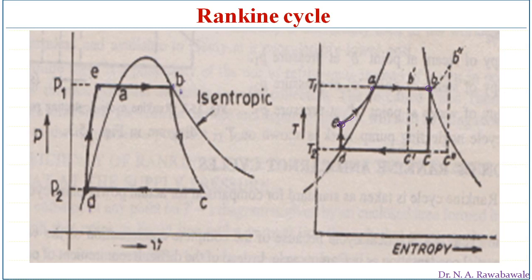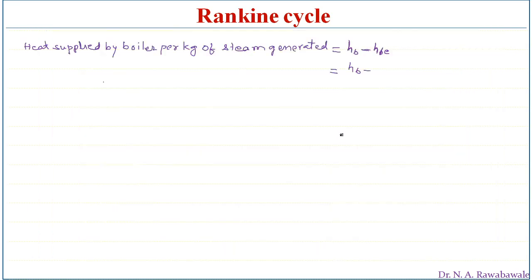the enthalpy at point E can be written as enthalpy at point D plus the pump work. Enthalpy of water at point E is equal to enthalpy at point D plus pump work. So here we can write it like this: HB minus of HFD plus of pump work WP, where WP is pump work.